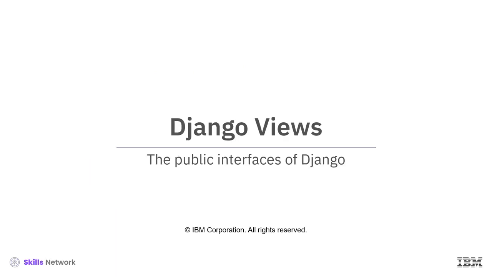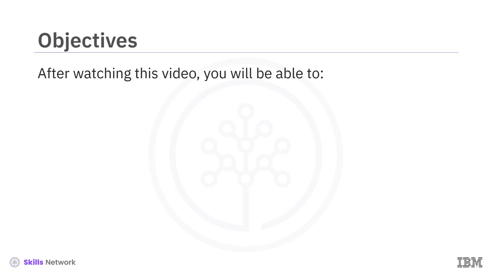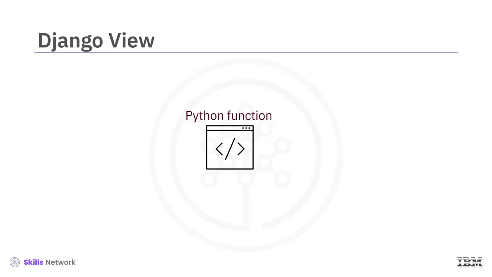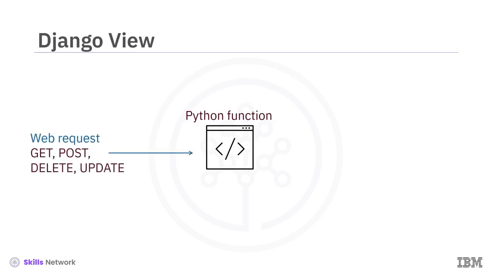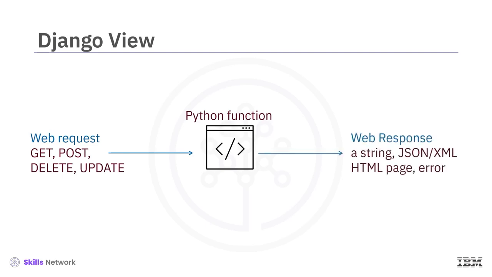Welcome to Django Views. After watching this video, you will be able to understand and create a Django view. A view takes a web request, such as HTTP GET, POST, DELETE, or UPDATE, and returns a web response. The web response can be a string, a JSON/XML file, an HTML page, or an error status indicating errors on the client or server side.